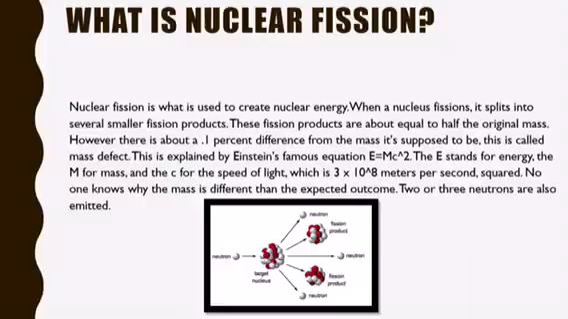The E stands for energy, the m for mass, and the c for speed of light, which is 3 times 10 to the 8th meters per second squared. No one knows why the mass is different than the expected outcome. 2 or 3 neutrons are also emitted.